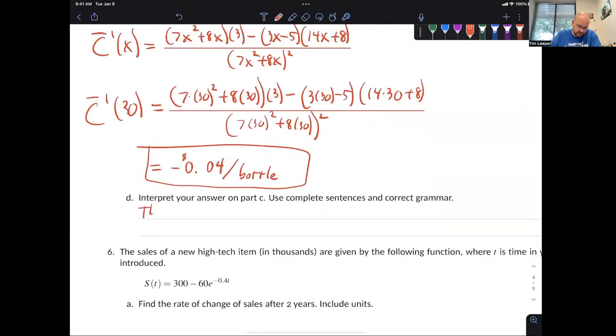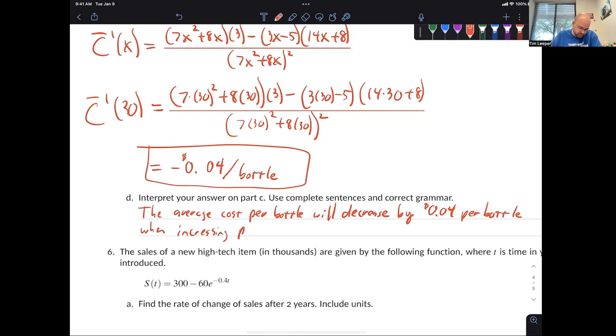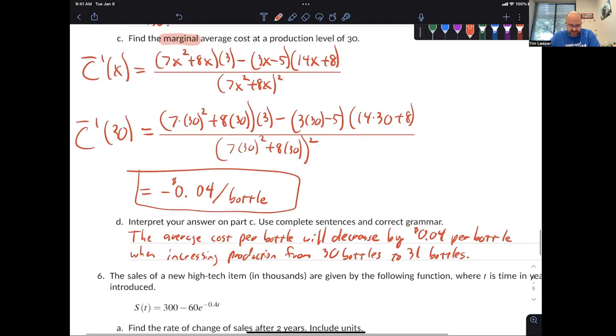So it says the average cost per bottle will decrease by 4 cents per bottle when increasing production from 30 bottles to 31 bottles. Now, this doesn't mean that your cost will decrease. It means that the average cost per bottle will decrease by 4 cents per bottle.